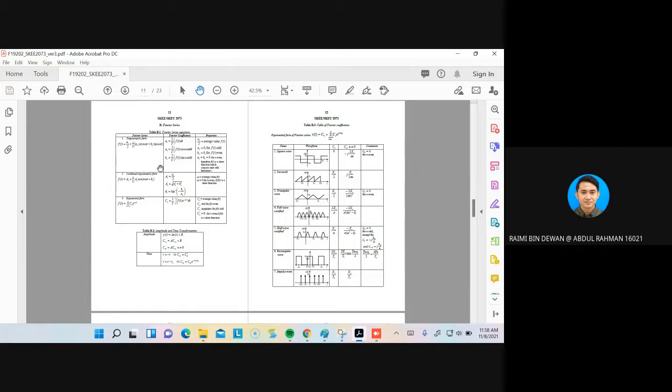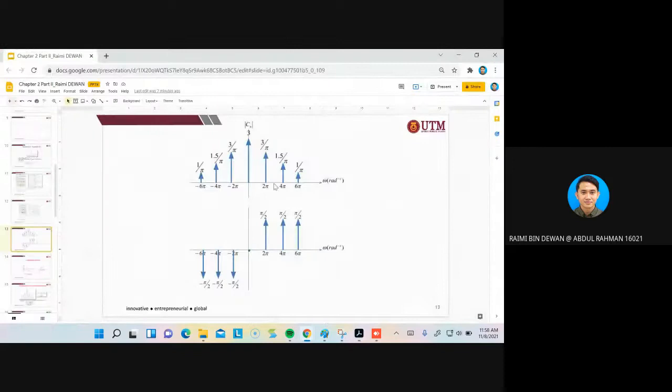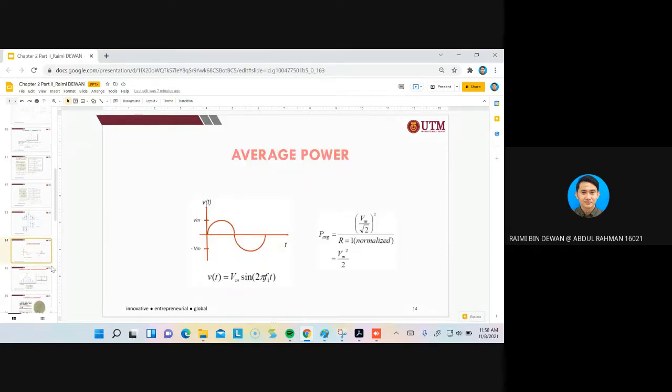Later on, you challenge yourself. Try to produce the single-sided. What does it look like? Okay, single-sided for both amplitude and the phase. Okay, you can try at home at your own leisure time. Okay, the next.